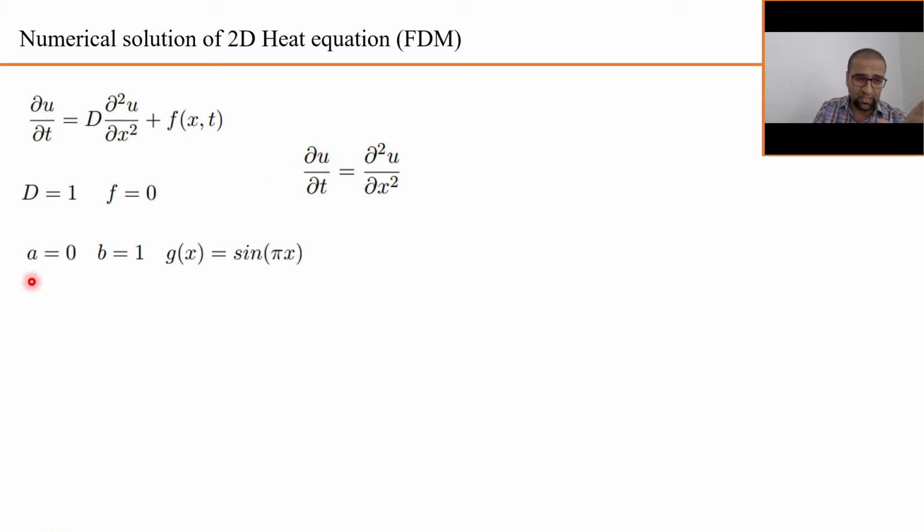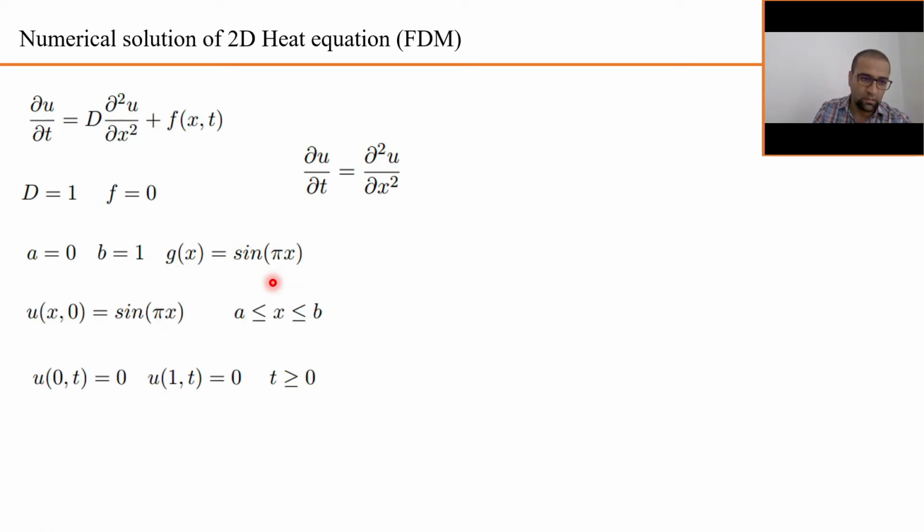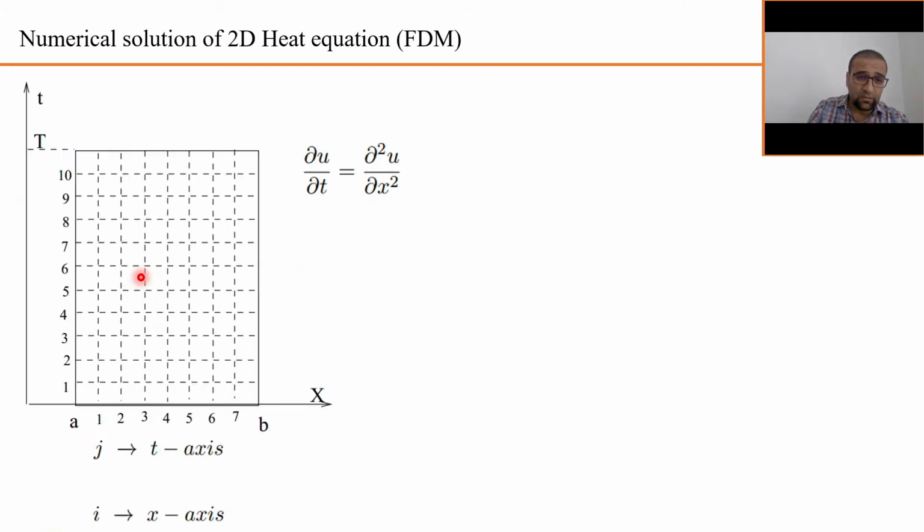I imagine my left boundary, a, is located at 0 and the right boundary, b, is located at 1, and the initial function can be defined as sine pi x. Therefore, this is our initial condition for x between a and b. At the left boundary the value of the function is 0, and at the right boundary it is also 0, and as we defined, a is 0 and b is 1.